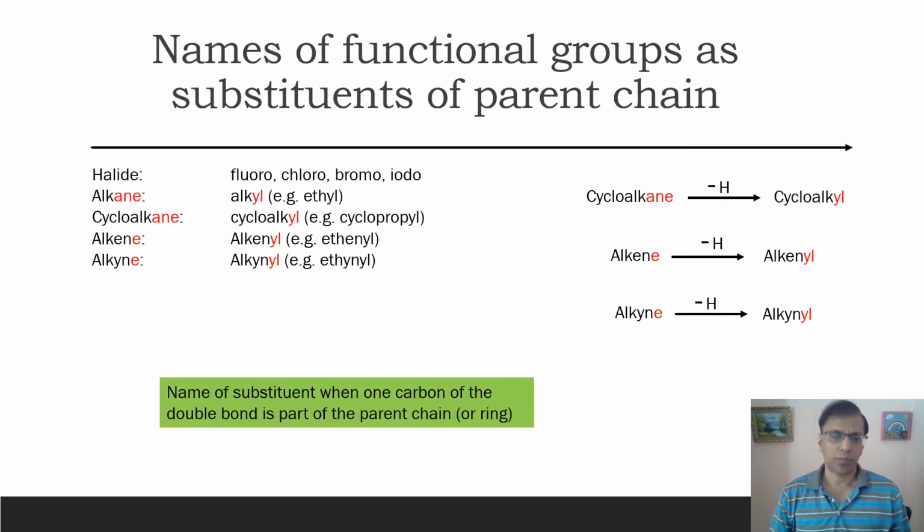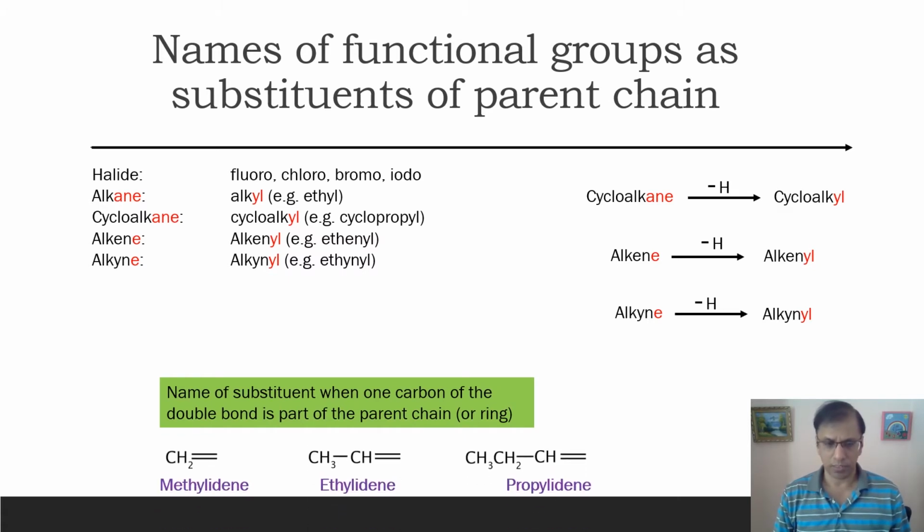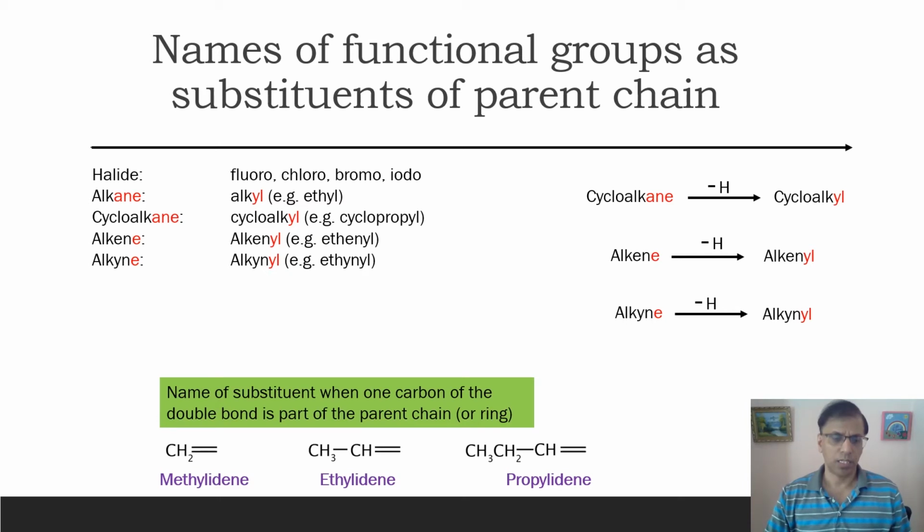So, the name of a substituent when one carbon of the double bond is part of the ring. This is the example I was talking about. In the case where only one of the carbon atoms bearing the double bond is part of a ring or a chain, then that double bond is considered to be a substituent, and it's called methylidene.